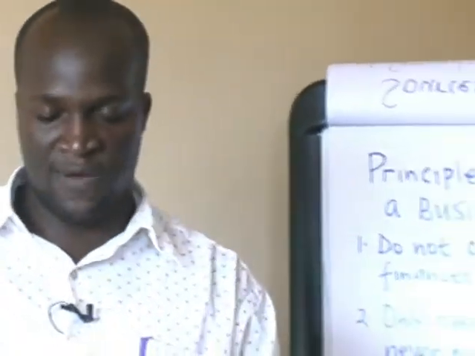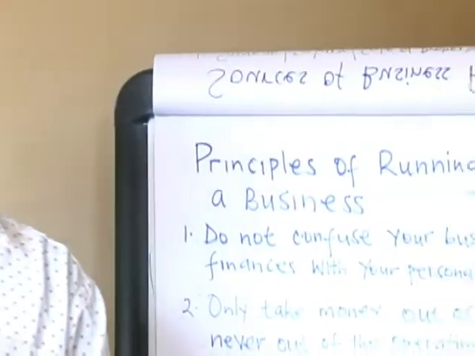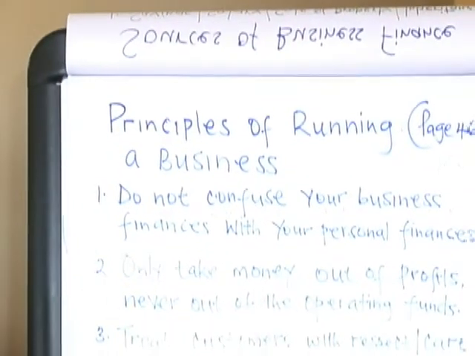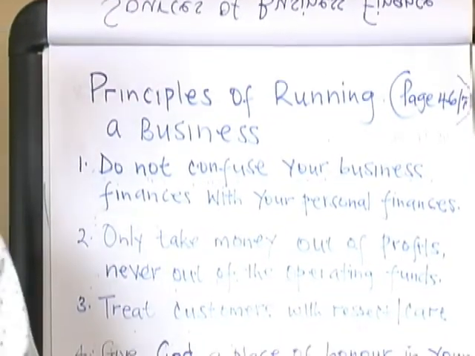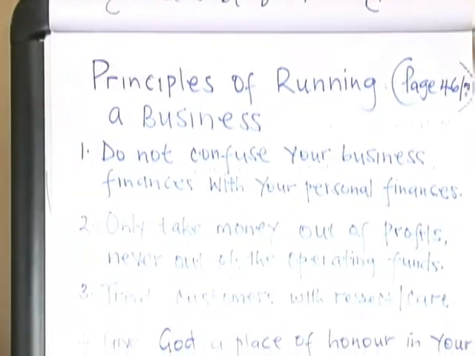I've seen people start a business making pancakes, and they give away the pancakes, they eat them, and then they claim the business is not profitable. So when you take money out of the business, take it from profit and never from operating funds. Operating funds are that amount of money that helps you to cover your trading costs, especially the fixed and the variable costs. That is your operating funds.